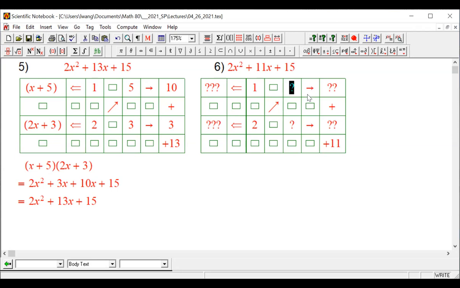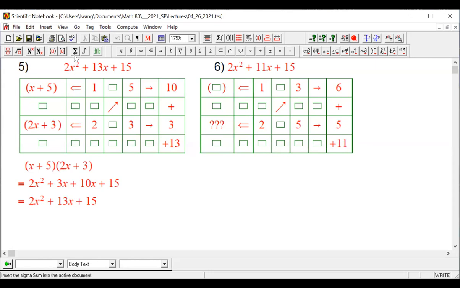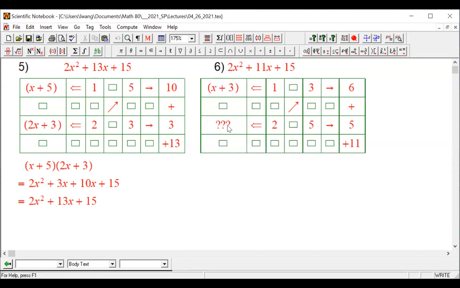Okay, so 15, I'm going to put 3 times 5. So 2 times 3 is a 6. 1 times 5 is a 5. 6 plus 5 equals 11. So we got the factors. Now the first factor is going to be x plus 3. The second factor is going to be 2x plus 5. I think I found the factors. Don't you agree?